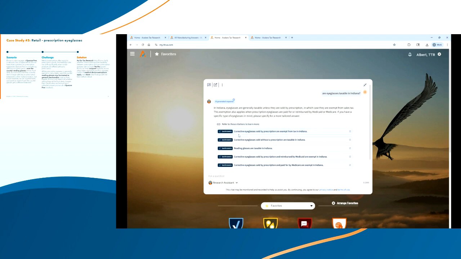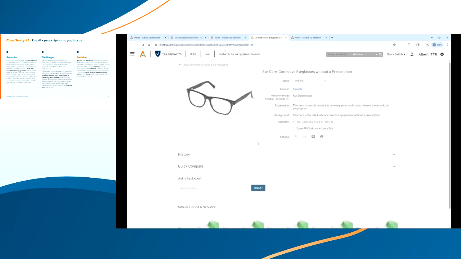So let's see, corrective eyeglasses sold by prescription are exempt. That's what we do most of the time now because we're an optometrist. But if we're going to sell them at the front desk without a prescription, they are going to be taxable. That would be similar to any other retailer, like when you buy off-the-shelf reading glasses at Walmart, those are going to be taxable.